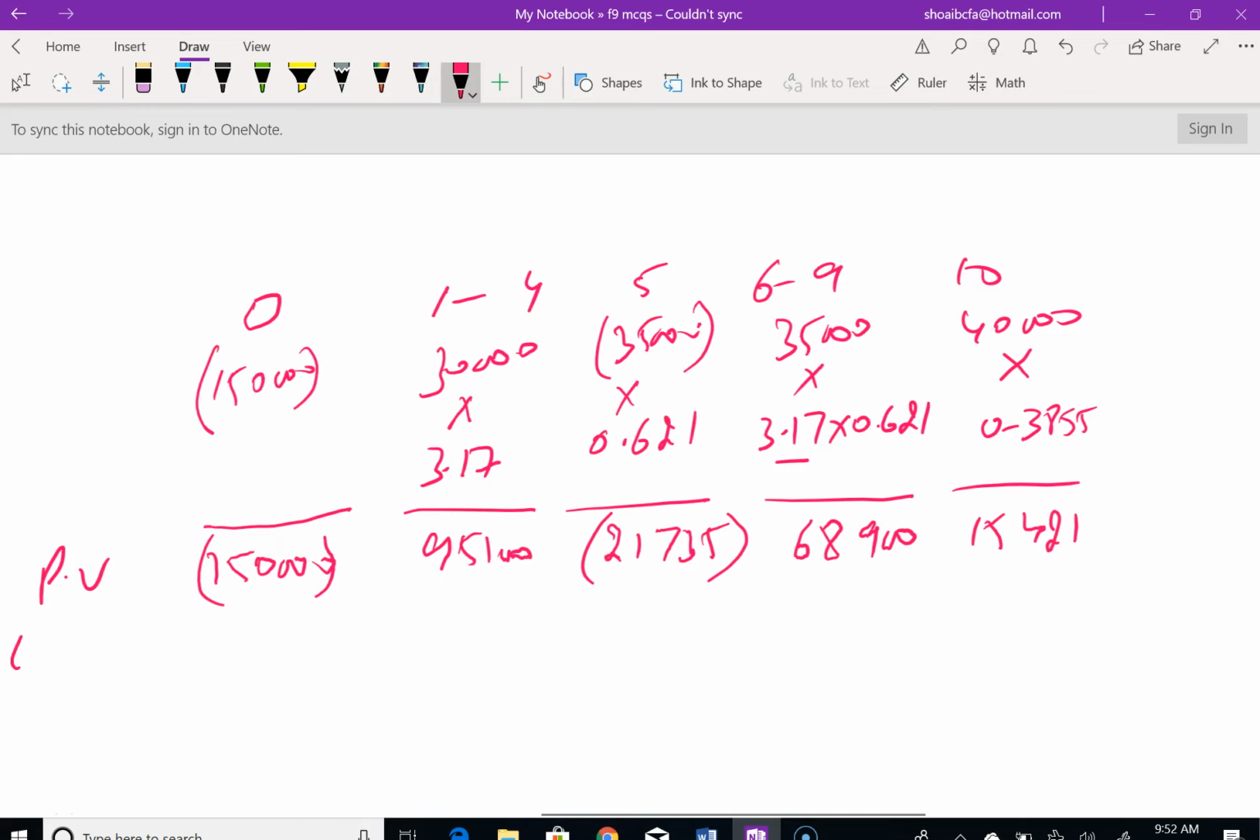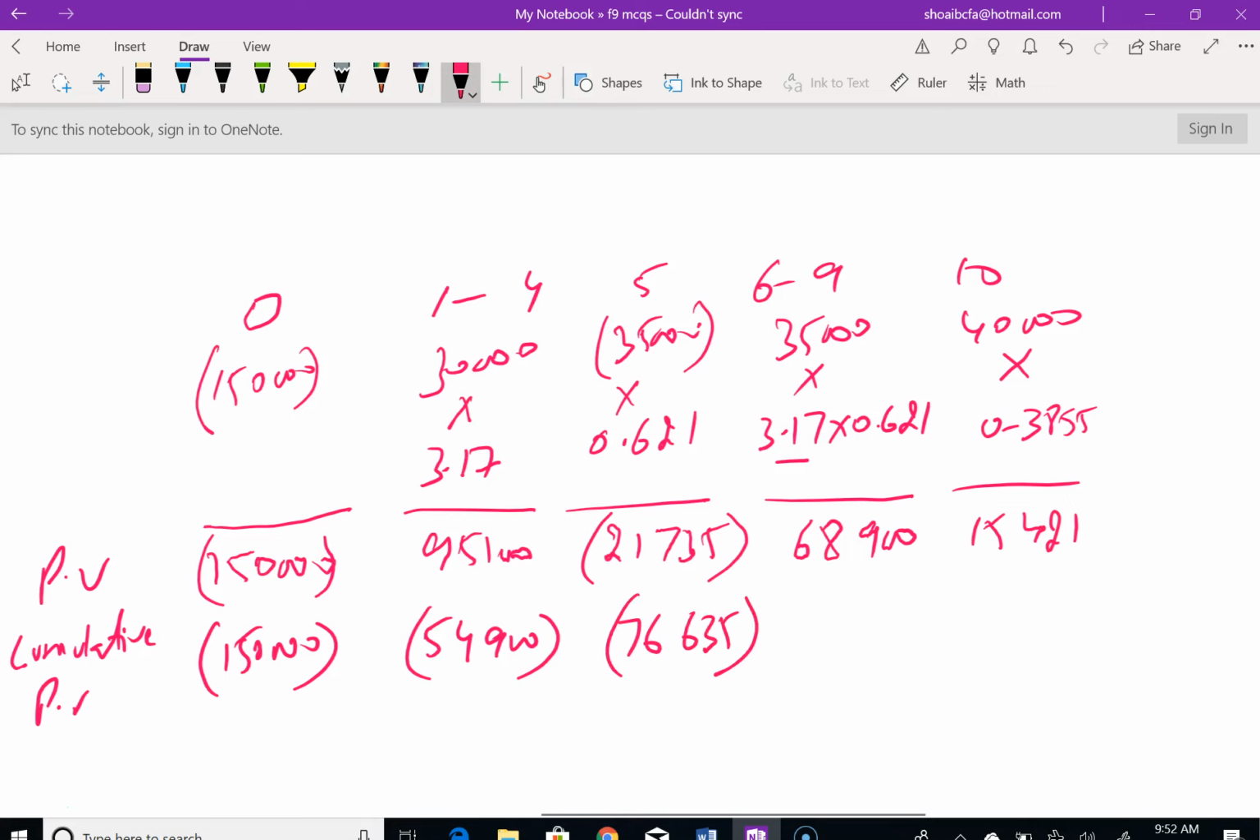Now calculate the cumulative present value. Obviously in year 1, it is 150,000. At the end of year 4, it will be 54,900. And this will be added to this. And at the end of 9 years, the still recoverable amount is 7735.